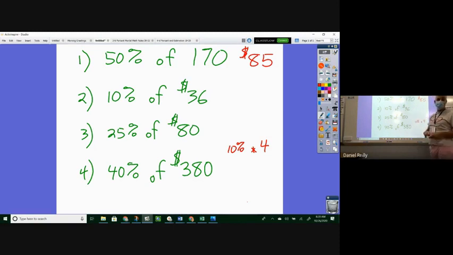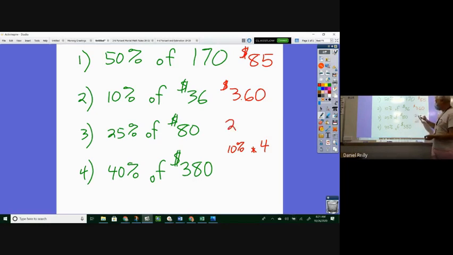10% of $36. Colin, 10% of a number, move the decimal 1 place. You said 4. Please. Yes, Olivia? 3.6. 3.6 is not money though, but that's the right answer, 3.6, but I'm gonna make this into dollars. $3.60. Good. Miles, 25% of 80?